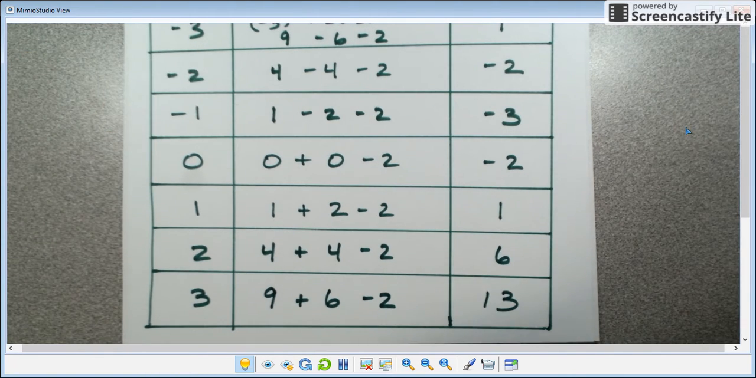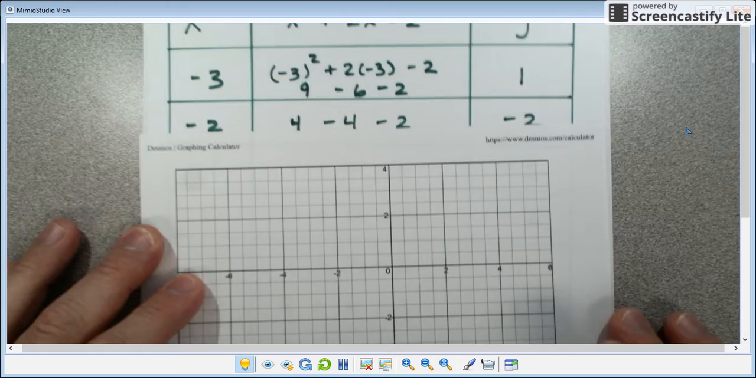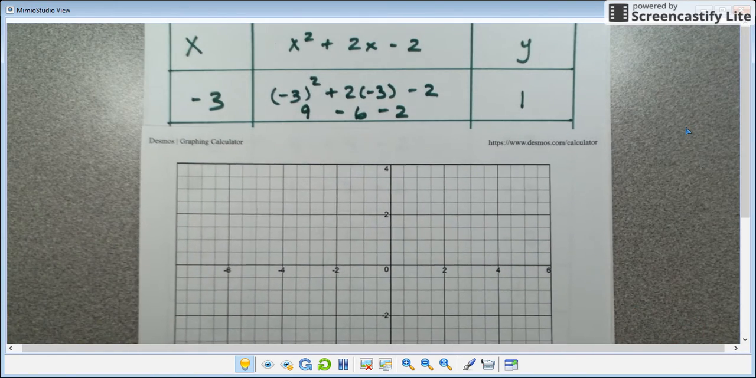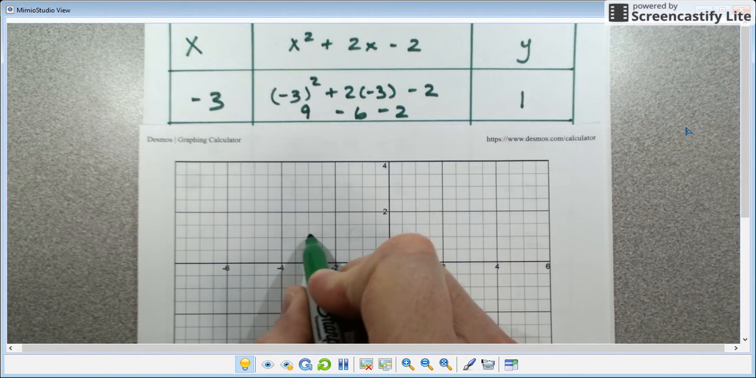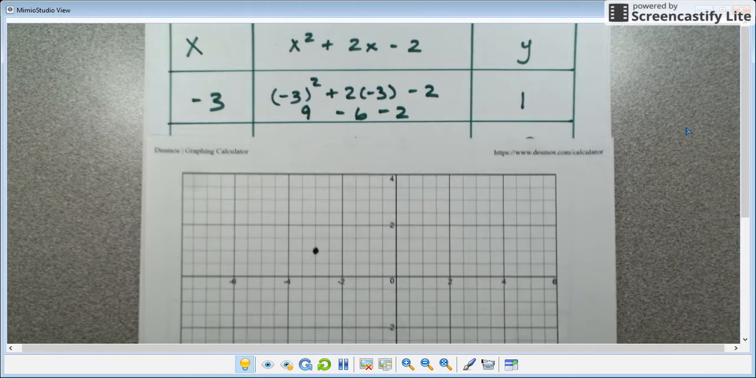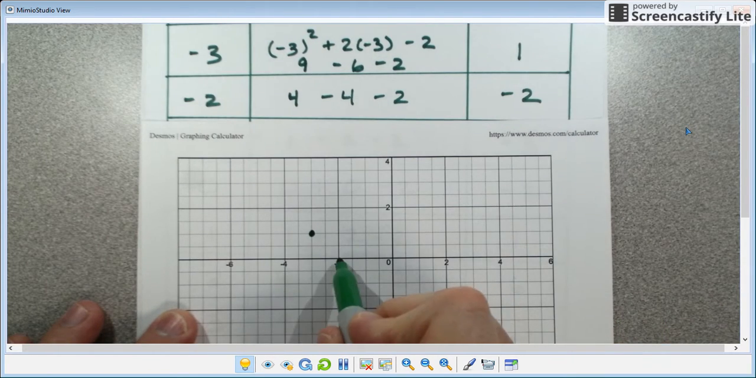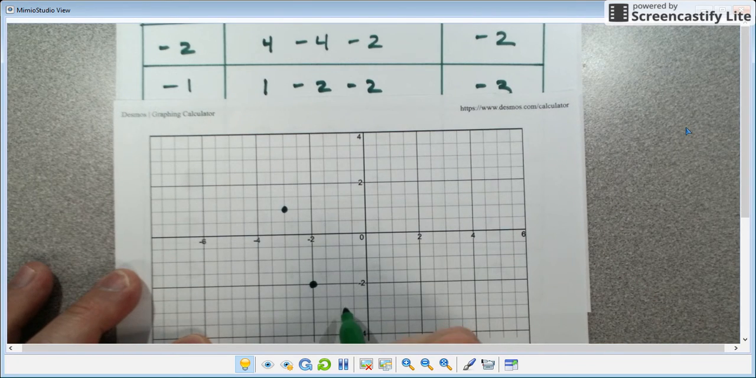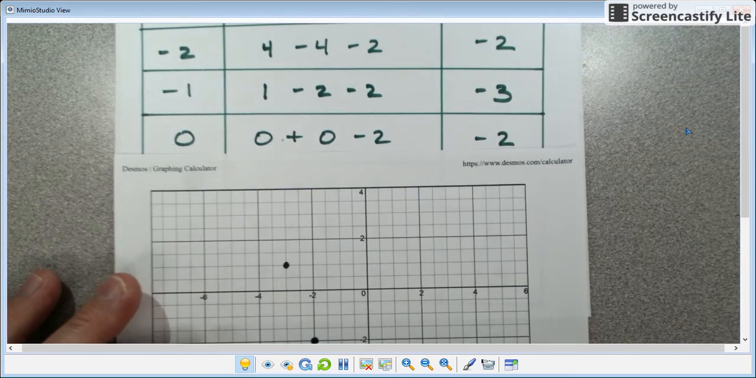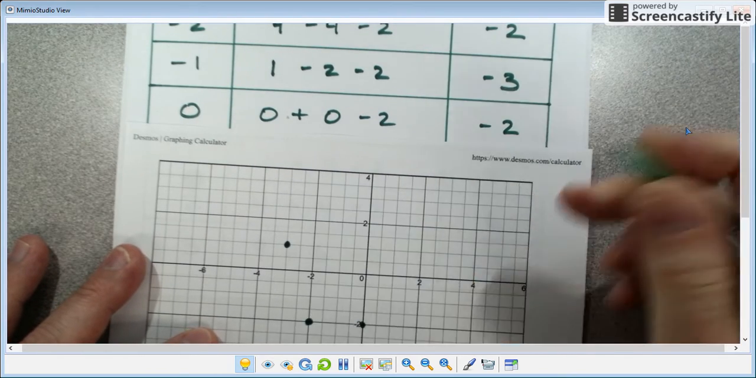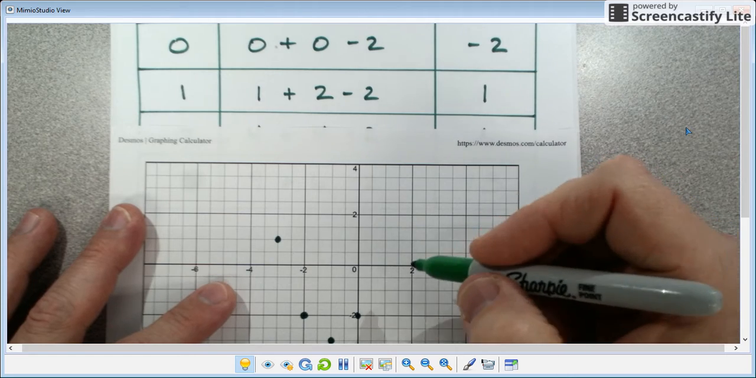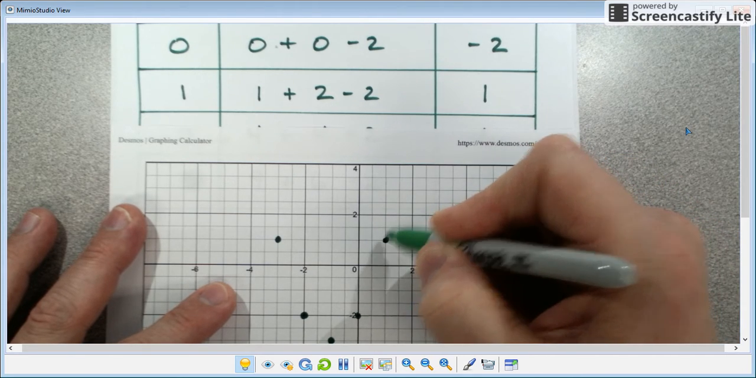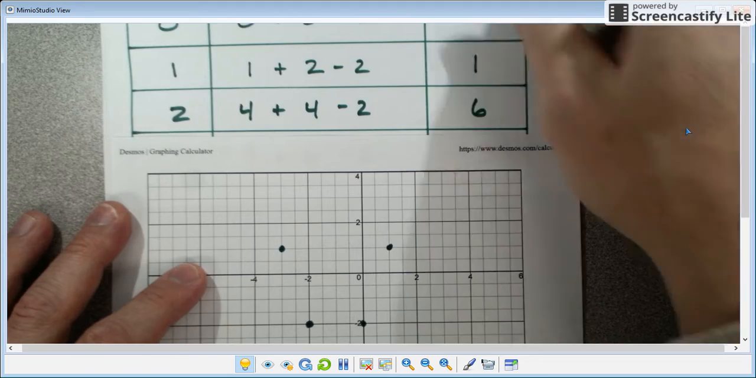So we have some data points there. We can now put those into a graph, and we can figure out and see what it comes out to be. So I got a graph here. Our first point, negative 3 and 1. So we have x of negative 3, y of 1. Our second point, negative 2, negative 2. Our third point, negative 1, negative 3. Then we have 0 and negative 2. 1 and 1. 2 and 6, and that's actually off my graph paper.